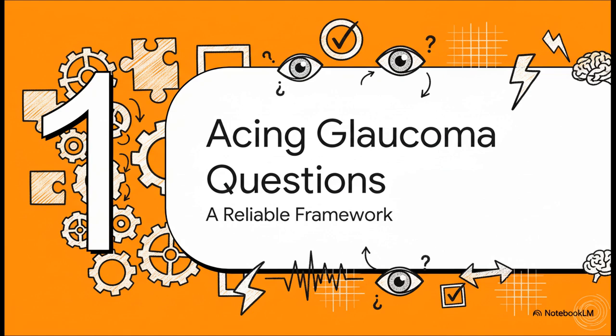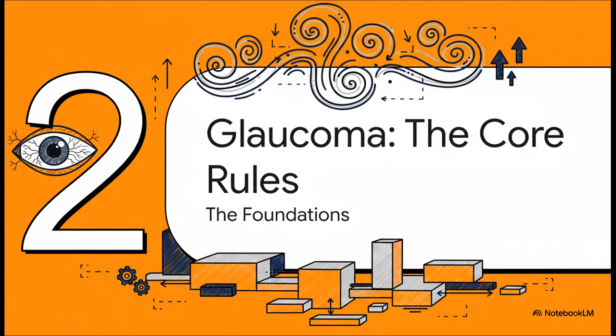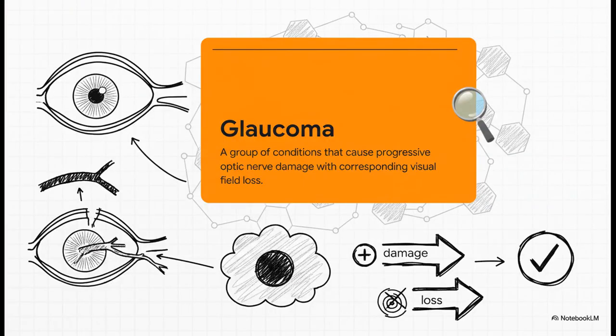Let's start with the basics. Okay, so let's lay down the core rules. Think of these as the absolute non-negotiable foundations for everything else we're going to cover. If you get these right, you are already halfway to the correct answer, every single time. First, the definition. It has two parts, and you've got to have both. One, progressive damage to the optic nerve, and two, a corresponding loss of vision, or visual field loss. It's a two-part problem. For it to be glaucoma on an exam, it has to check both of those boxes.